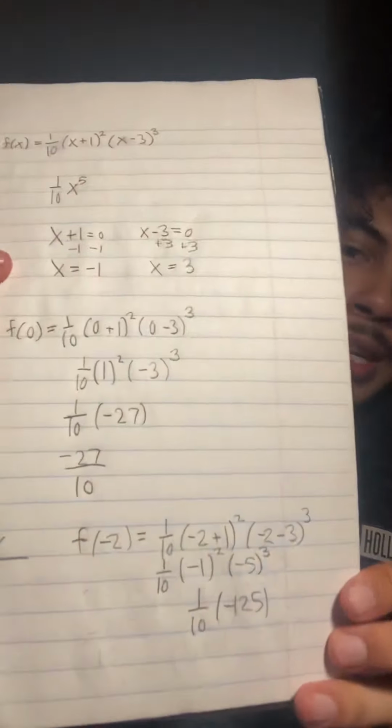You bring down the 1/10. -1 squared is just 1. And then times 1/10, that becomes just 1/10. But then you still have the -5 cubed. So -5 times -5, 25, times -5 again, -125. And then you're left with 1/10 times -125, which just becomes -125 over 10. So your x value right here is -2, but your y value is -125 over 10.